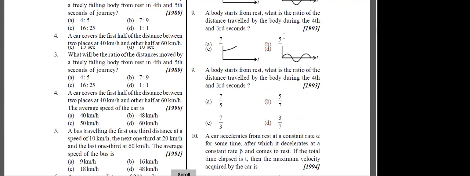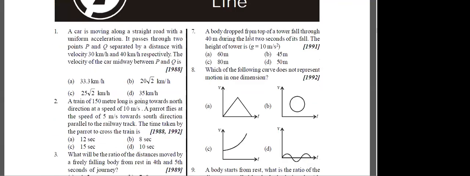Now, 7th one. A body dropped from the top of a tower falls through 40 meters in the last 2 seconds of its fall. Last 2 seconds, so n minus 2. The distance is 40, so Sn minus S(n minus 2) is 40. Can you calculate this? Yes or no? Sn is not given, and S(n minus 2) is not given, but the difference is given, which is equal to 40. So just put the equation, put the values and solve it.